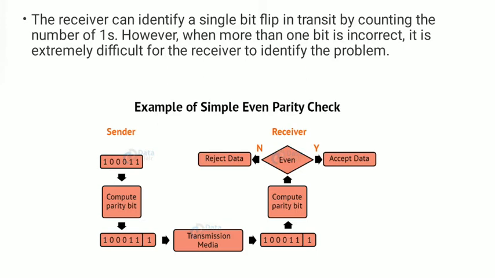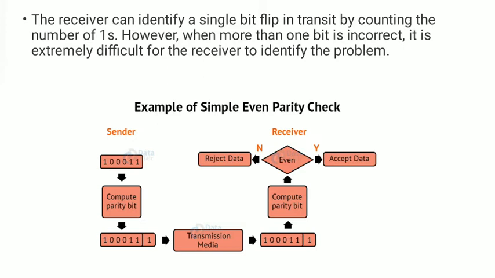Let's see. The sender sends data 100011. Then count the number of ones present in the data frame, that is 3 times, which is odd. Then append 1 to maintain an even number of ones, that is 1000111.